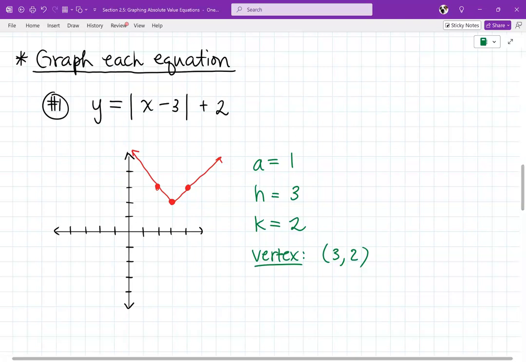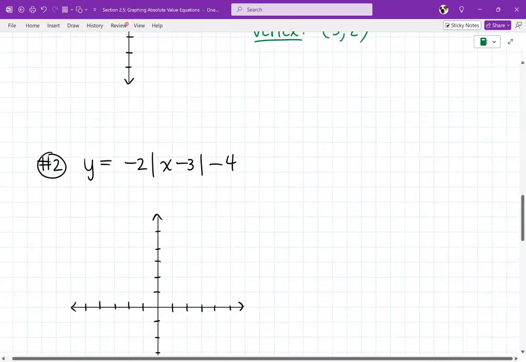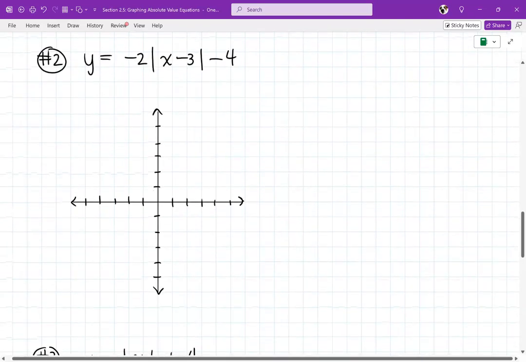Now, A is supposed to tell me if it opens up or down. If A is positive, it opens up. If A is negative, it opens down. Does that make sense that it's opening up? Yeah, because A is a +1. Is that hard to graph? No, it's pretty easy. But you do have to be able to identify the values A, H, K. You've got to know what they are. So I think that's pretty easy. I don't think it's that hard. Here's another one.